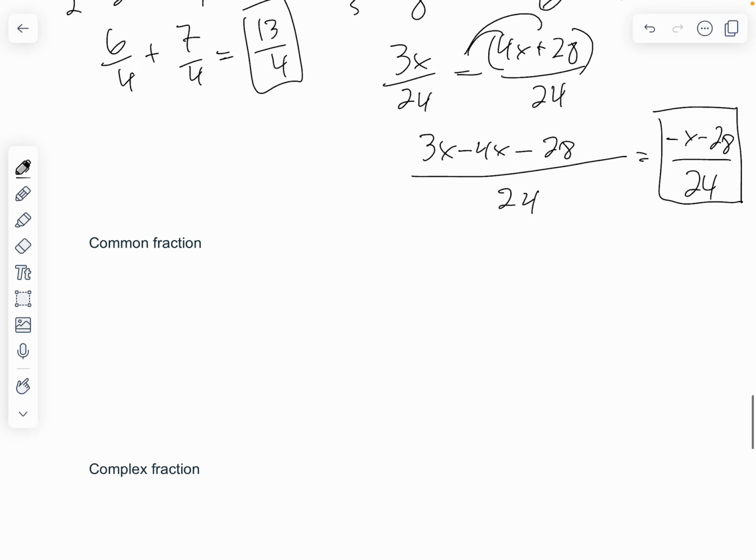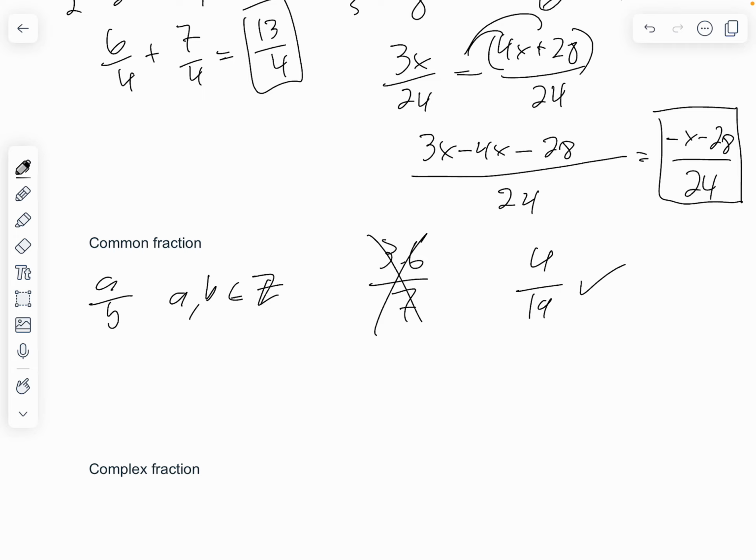Common fraction. A common fraction is an integer over an integer. A over b, where a and b are both integers, right? So, for example, 3.6 over 7 is not a common fraction because it has a decimal on the top. 4/19 is a common fraction. 7/5 is a common fraction. Negative 18/23 is a common fraction. It doesn't have to be simplified. Let's say like 3/9. 3/9 is 1/3, but it's a common fraction.